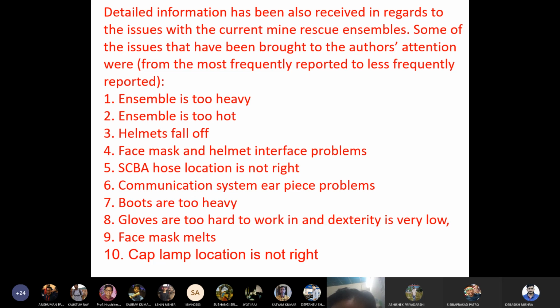These are the complaints received from the mine rescue team members with respect to the garments and mine rescue equipment they wear while they carry out the rescue operation inside the mine. These are the problems they face. So these problems are to be addressed suitably so that they feel comfortable while they carry out their job inside the mine, while they carry out the rescue operation inside the mine.